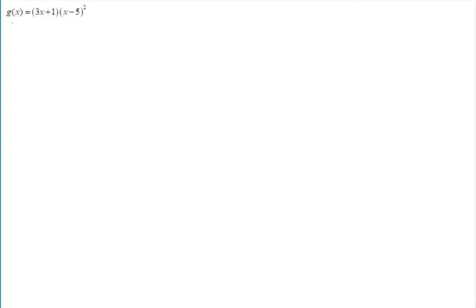So now let's take the derivative of this one. And this one, notice, overall, since they're multiplied together, we're going to have to use the product rule. So when we take the derivative here, g prime of x, we'll take the derivative of the first one, which is 3x plus 1.